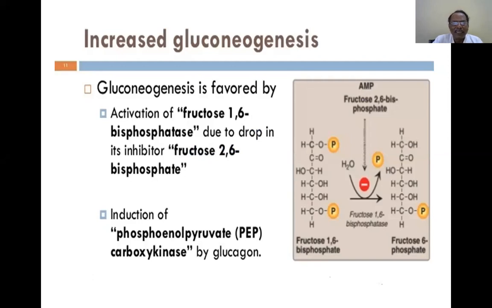You know, the inhibitor is fructose 2,6-bisphosphate. This is inhibited in the fasting, and then there is going to be activation of gluconeogenesis and induction of phosphoenolpyruvate carboxykinase by glucagon. Glucagon directly influences the enzyme PEP carboxykinase. One of the important enzymes in gluconeogenesis is phosphoenolpyruvate carboxykinase, and this is going to be influenced by glucagon and activated, and then gluconeogenesis is increased.